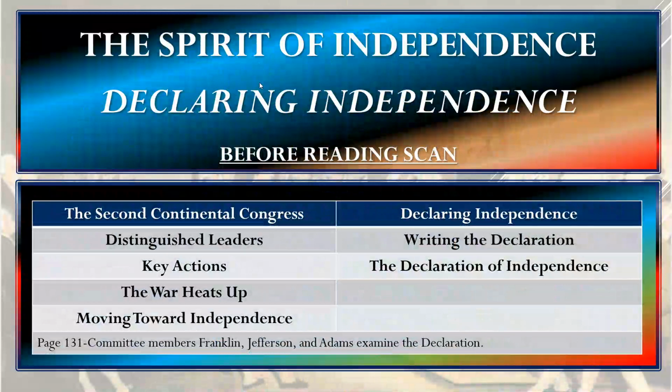We're going to talk about distinguished leaders. What did they do? How did the war heat up? And how did they move toward independence? What led them to that? Page 131 has a great picture of the committee members Franklin, Jefferson, and Adams, and they're examining the Declaration. And when we get there, we'll talk about that.